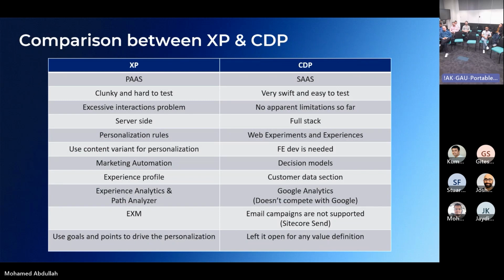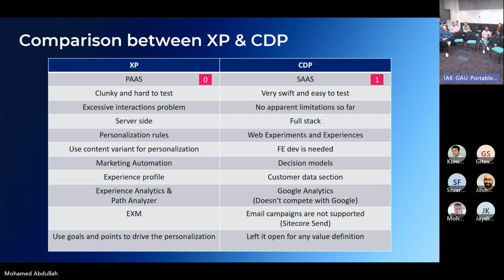So this is a comparison between the current XP that we have and the Sitecore CDP, and this is purely from my point of view, so please challenge me if you think otherwise. The current XP is a PaaS installation, and this is a complete SaaS offering that has nothing to do with your infrastructure. So I like the SaaS model way better than the PaaS, with all the overhead of infrastructure management and all of that. So I will give this point to the CDP.